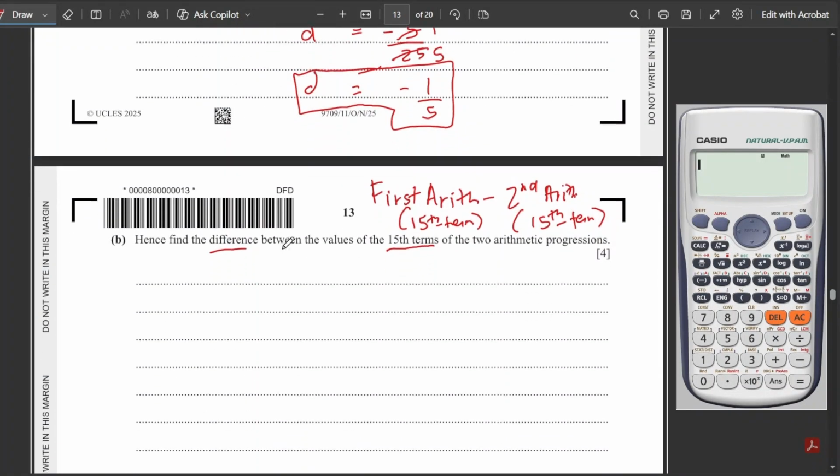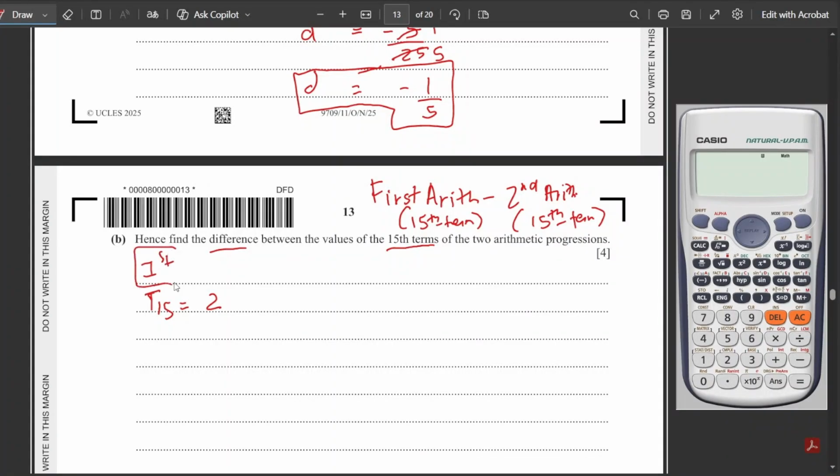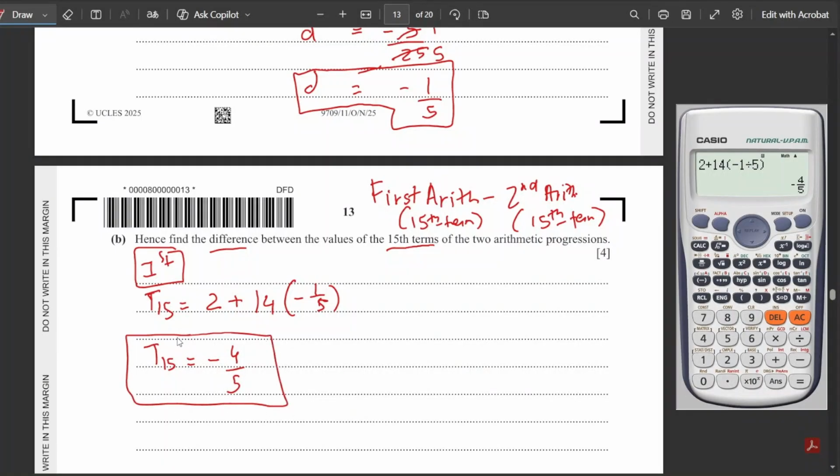Now for the first one, you can actually go ahead and find the 15th term. So t15 is basically going to be a, which is 2. Now again, I'm talking about the first one right now. So t15 is going to be 2 plus n minus 1, n is 15, 15 minus 1 is 14, times d. I just found out that d is minus 1 over 5. So we can solve this out on the calculator. This is 2 plus 14 times minus 1 divided by 5. This is equal to negative 4 over 5. So negative 4 over 5. This is from the first arithmetic progression.